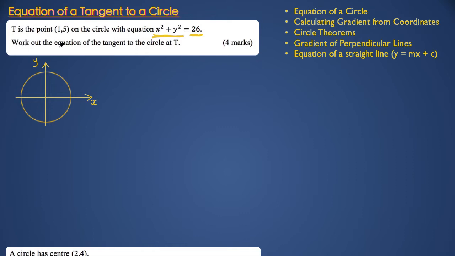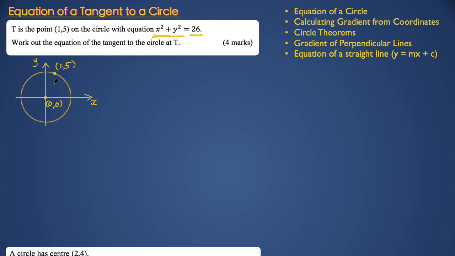We are asked to work out the equation of the tangent to the circle at T, at this point 1, 5. The thing that you do need to know in order to answer this question is the center of this circle. And at GCSE, if you're given the equation of a circle, the center of that circle will be the origin, the point 0, 0. So we know that that point is the center of the circle, and we know that the point 1, 5 is on the circle. So 1 across, 5 up, and it's on the circle, so it must be about there.